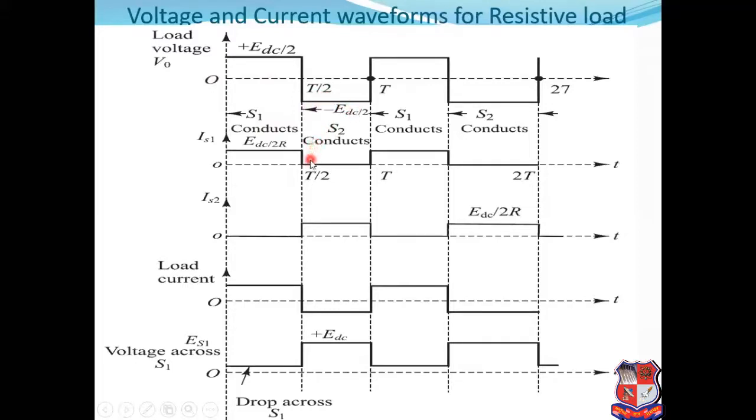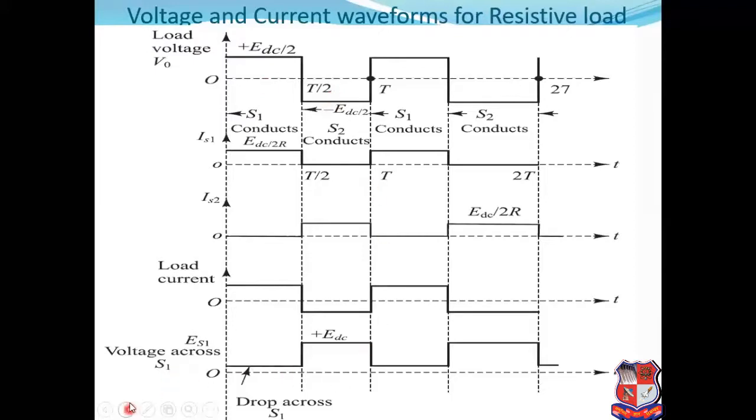Our load is resistive type. That means our load current will be in phase with the output voltage, or we can say load voltage. So when the output voltage or load voltage is positive VDC by 2, we get positive current. When the output voltage is negative VDC by 2, we get negative current. From this waveform, we can say that we have converted the DC power into AC power.